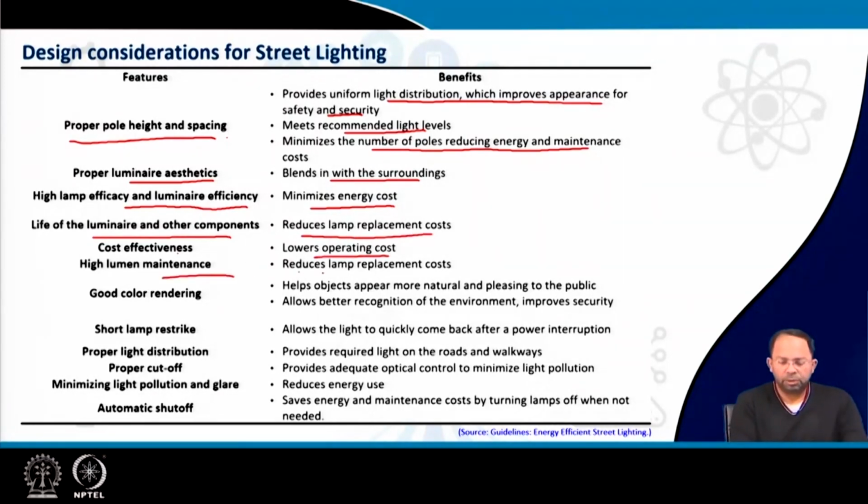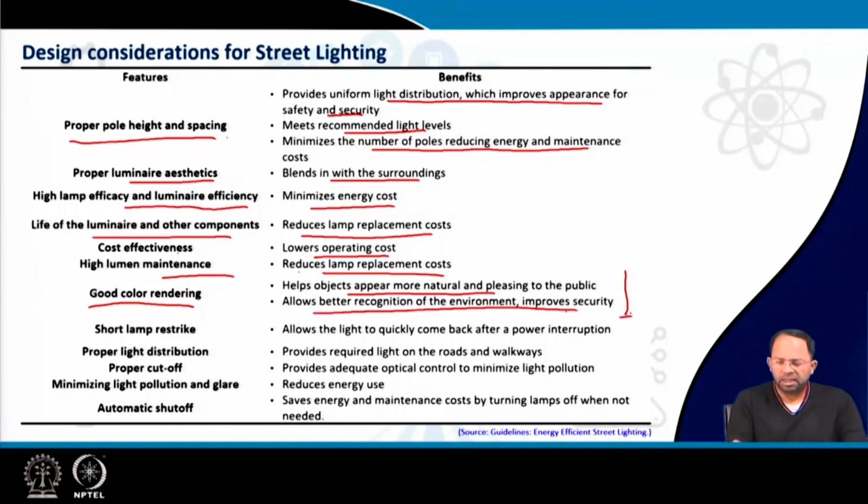High lumen maintenance reduces lamp replacement cost. Because if the lumen levels remain stable throughout its life, then of course we don't have to replace it. But if it falls drastically in the middle of its life, then we have to replace it, because we would not compromise on the lighting levels. Good color rendering allows better recognition of the environment, improves security, and helps objects appear more natural and pleasing.